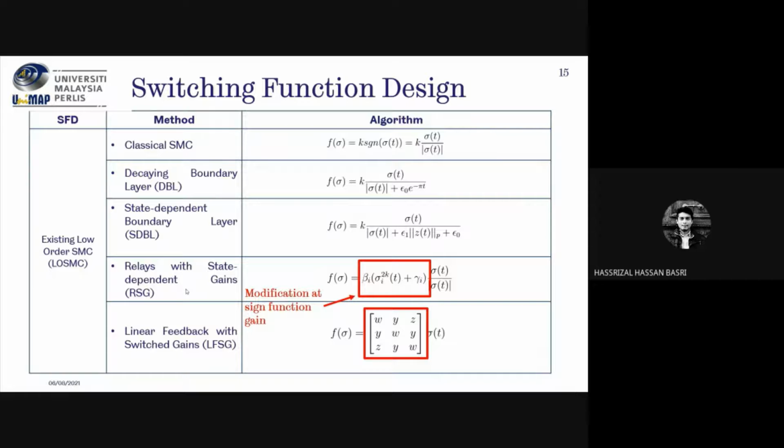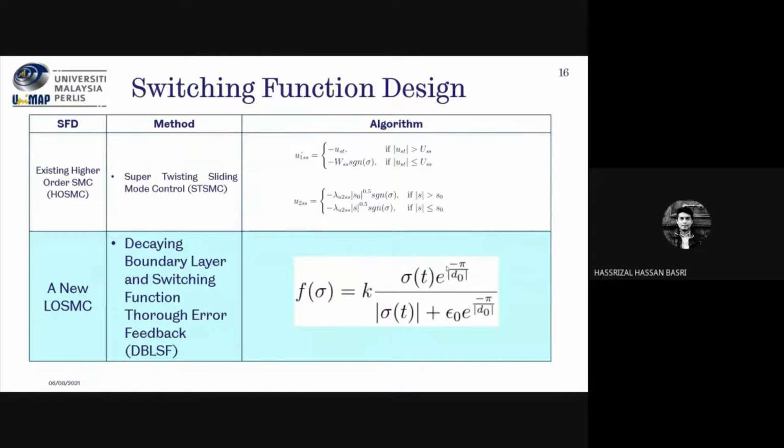Now you can see that the algorithm is quite straightforward, just about one equation, because this is the low order group. So we go to the higher order group. Especially when we go to the higher order, the algorithm will be more complicated. We look at one example of the higher order SMC, the super twisting sliding mode control. You can see that the equation is quite complicated. However, because of this complexity, the performance of the higher order SMC is better compared to the low order SMC.